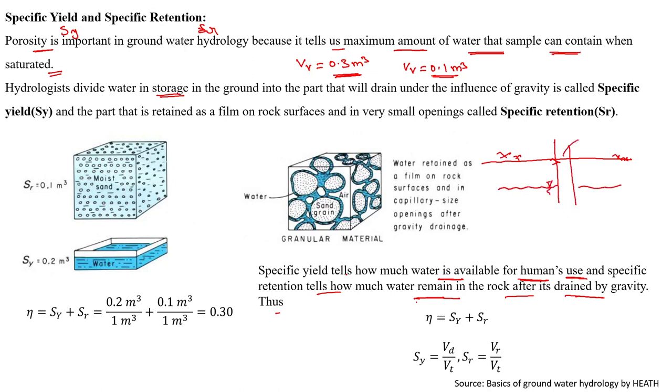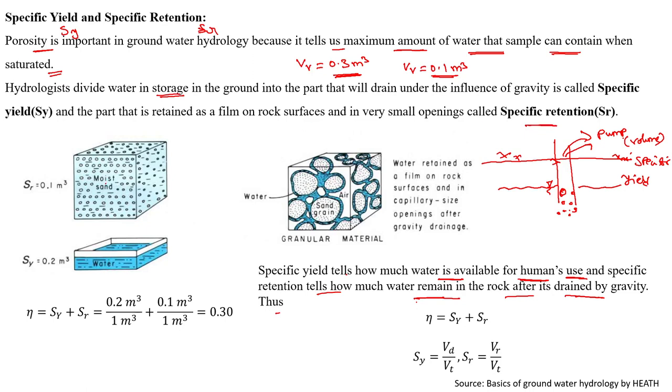I dig a well and I pump the water. How much volume you are able to take out from this aquifer can be called the specific yield. And whatever amount of water is left, even after draining out the whole sample, can be called the specific retention.